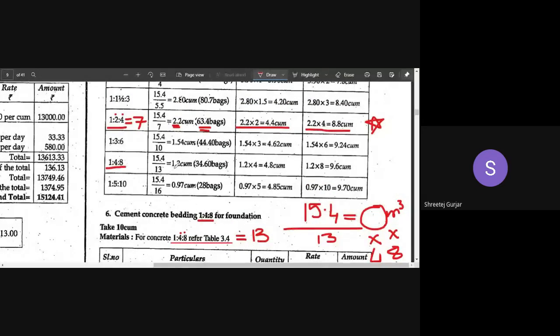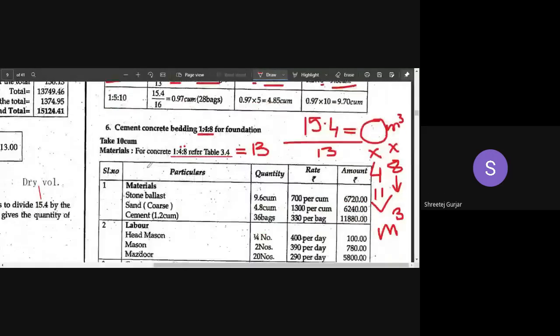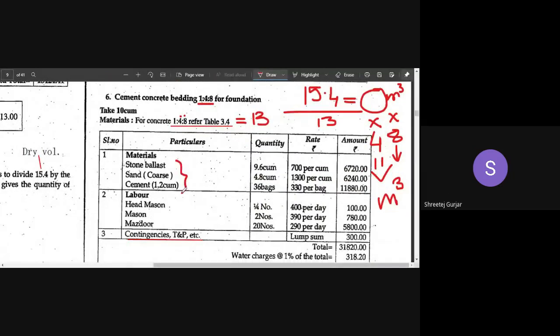So let us check for 1:4:8. This is your proportion. As I've told you, 15.4 divided by 13 is 1.2. Divide this 1.2 by 0.0347, you will get bags. 1.2 into 4, you will get for sand. 1.2 into 8, you will get for coarse aggregate. All these values we have written over here.